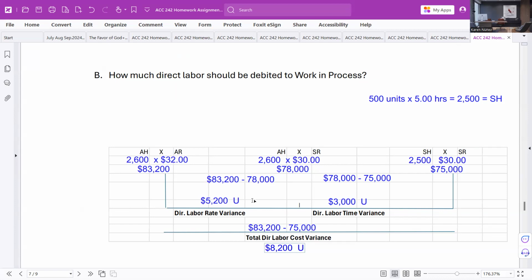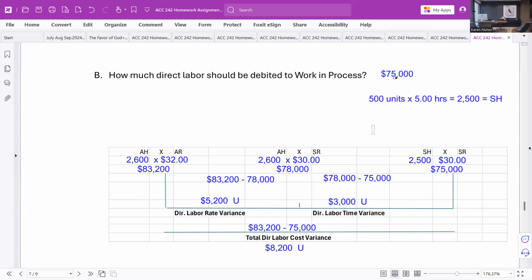And in a standard costing system, how much of the labor cost goes into work in process? Well, in a standard costing system, it's the standard cost. So the amount that goes to work in process is whatever you have on the far right here. We want to put the standard cost of that labor into the work in process account, the $75,000. This is always going to be that. Whatever you have on the end here is the amount that goes to work in process.